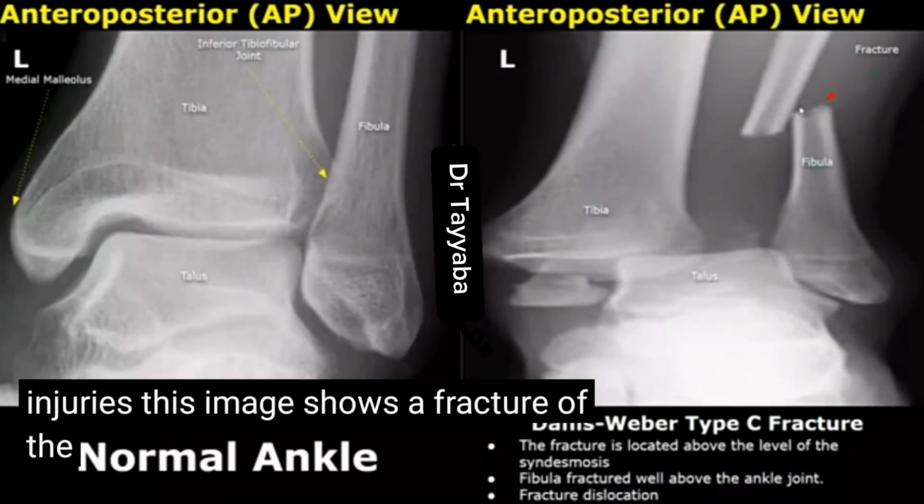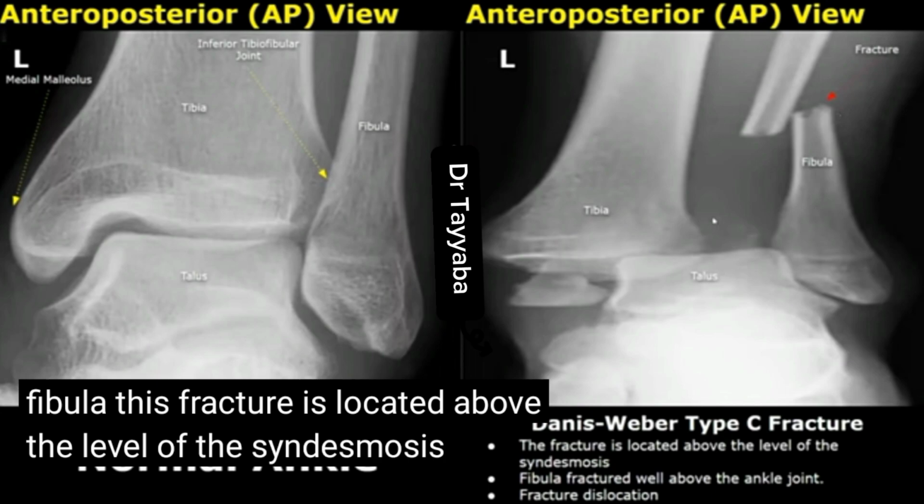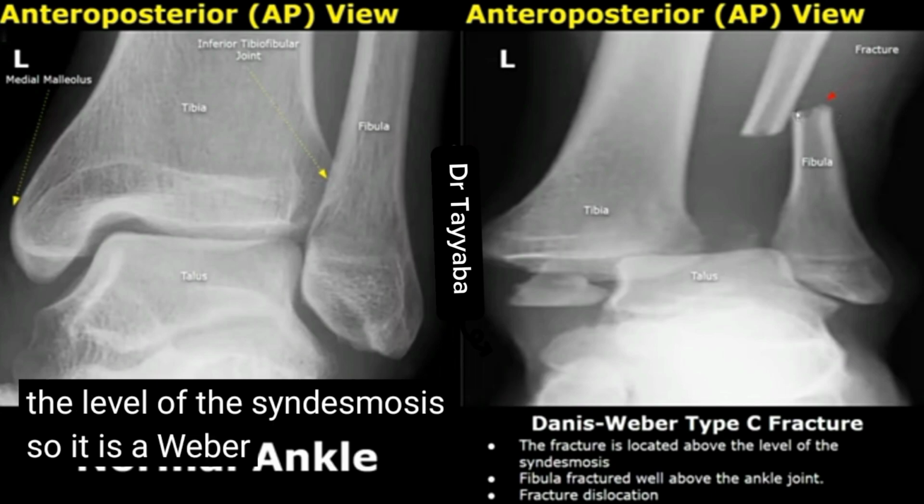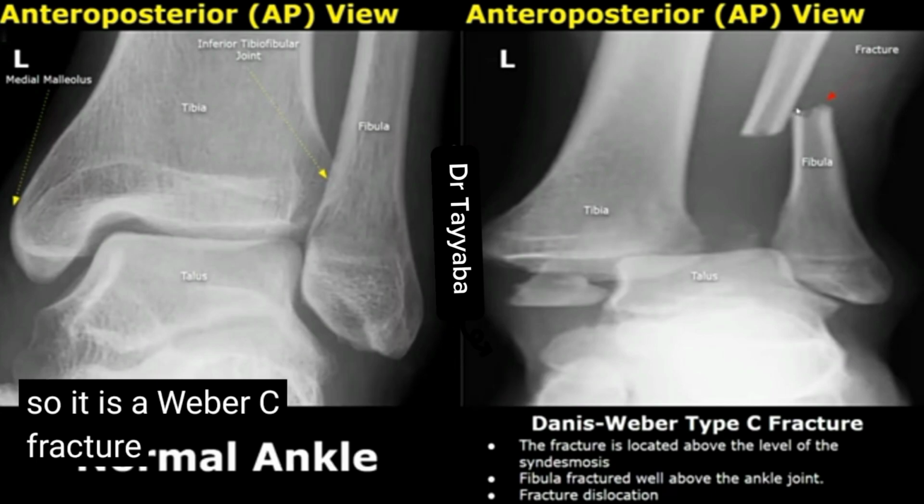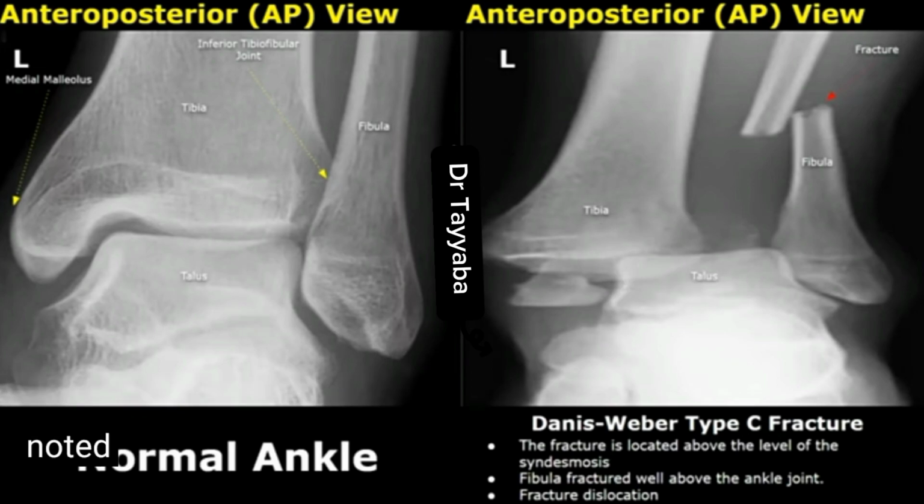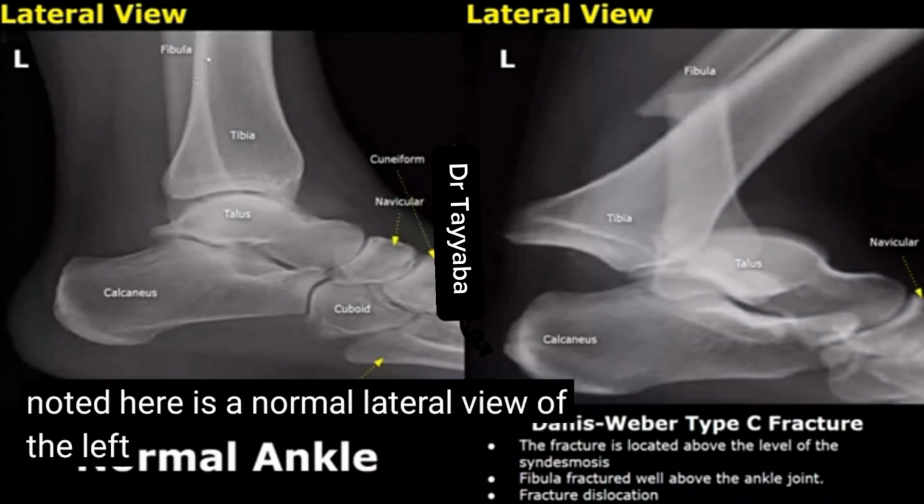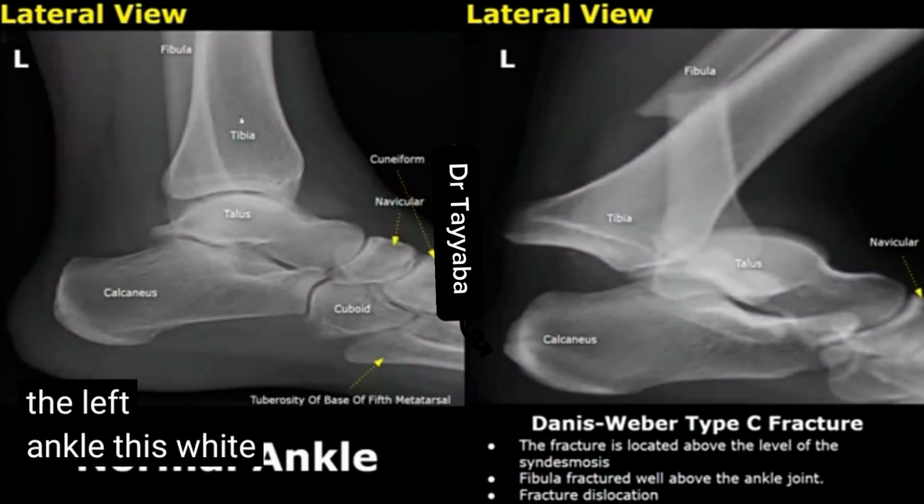This image shows a fracture of the fibula. This fracture is located above the level of the syndesmosis. So it is a Weber C fracture. This is a very severe injury. Fracture dislocation is noted.